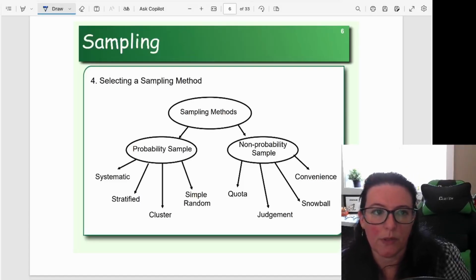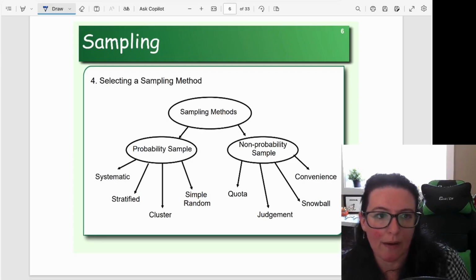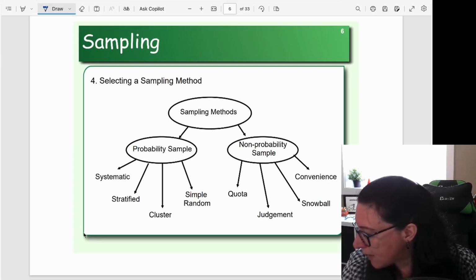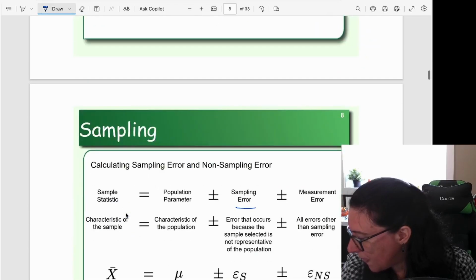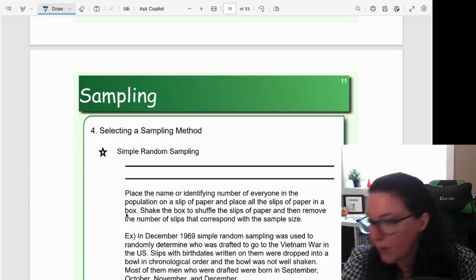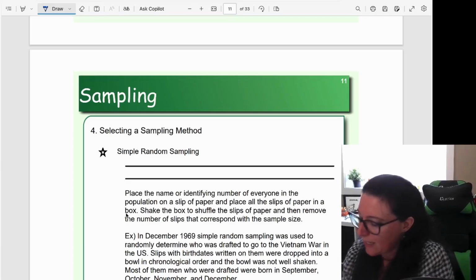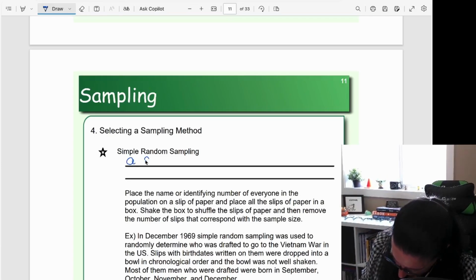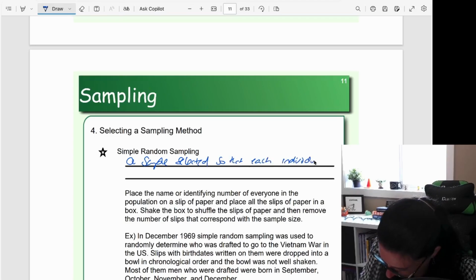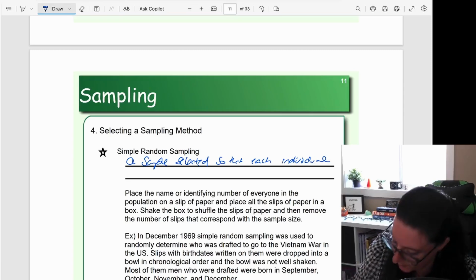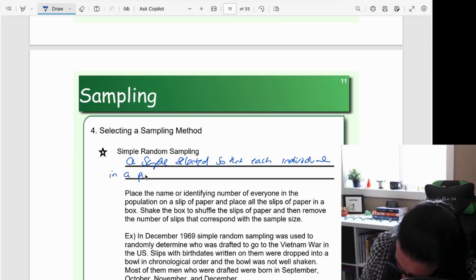There are four main types of probability samples. The first, simple random sample. So let's take a look at how that works. A simple random sample is a sample selected so that each individual in a population has the same chance of being selected.